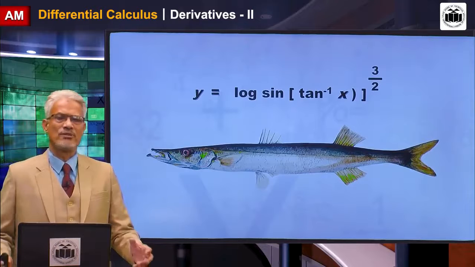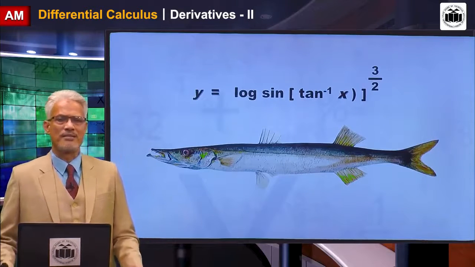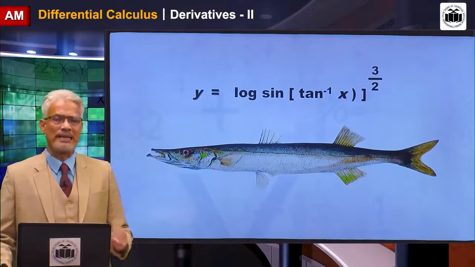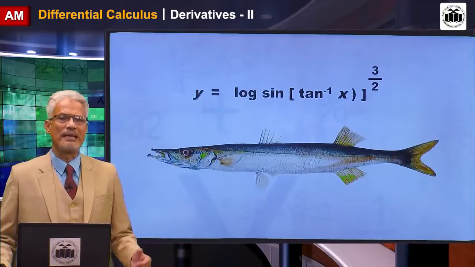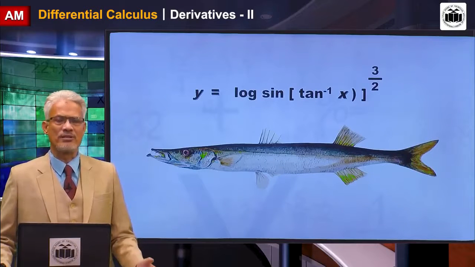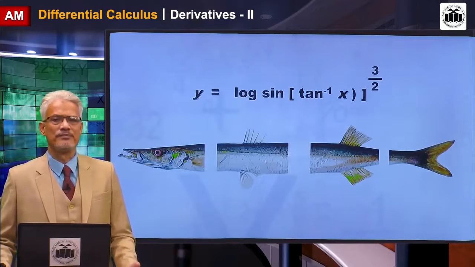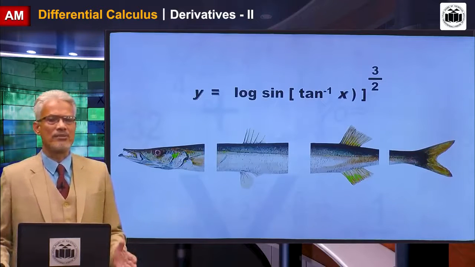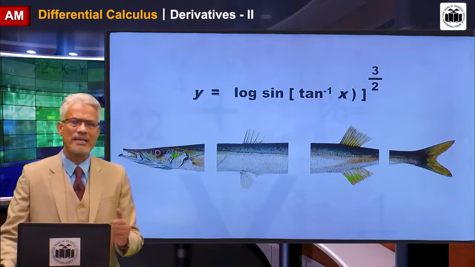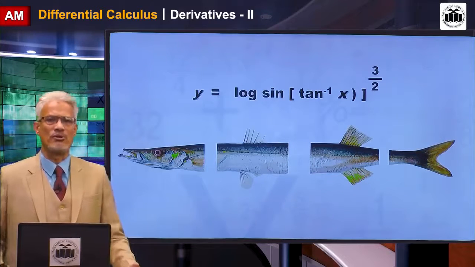When we go to the fish market to purchase fish, first of all we choose the fish of our choice, then we say to the fish seller, please clean it and cut it into pieces. What do they clean? When we say clean, they clean the fins and siphons of the fish. Then they start cutting the fish into pieces. How do they cut it? You see, anywhere in the world, all the fish sellers start cutting the fish from the head side and come gradually up to the tail. And what is the relation? This fish cleaning and cutting relates to the given function y is equal to log sine tan inverse x whole raised to 3 upon 2.